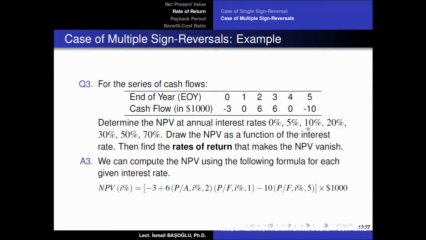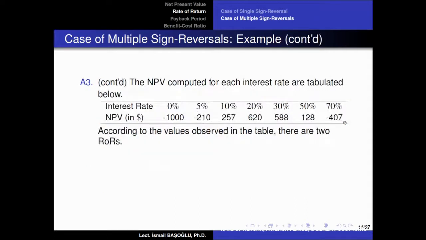So 0%, 5%, 10, 20, 30, 50, and 70%. For all of these interest rates, we are going to calculate the net present value, which is going to start from -$1,000, reduced to -210 at 5%. At 10, 20, 30, and 50, the net present value is going to remain positive, but it is going to increase first, and it is going to decrease later. After 50% interest rate, it is going to reduce to below 0 again.